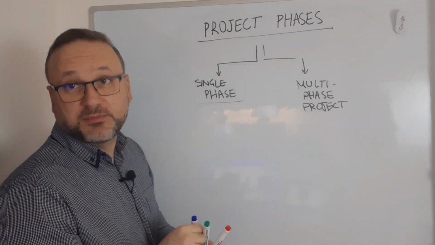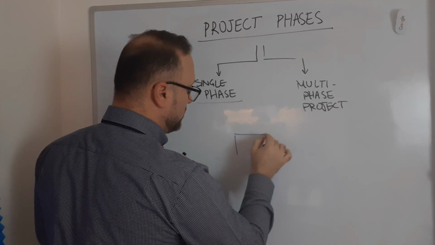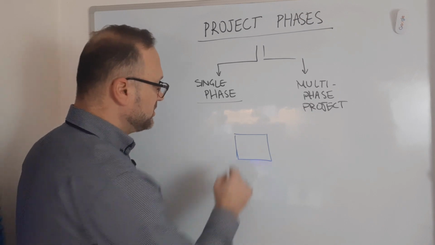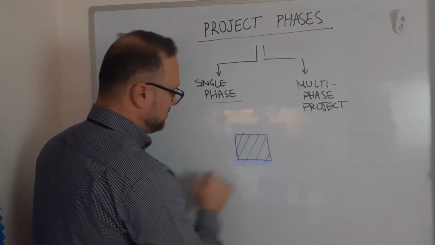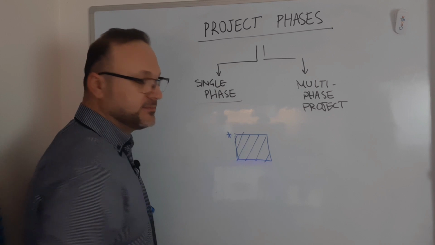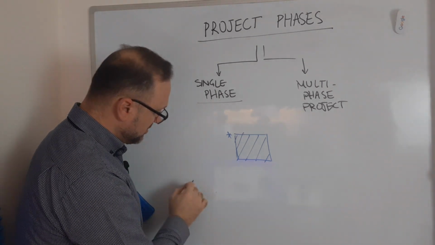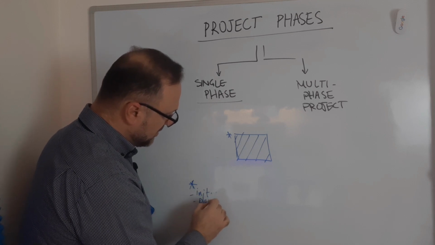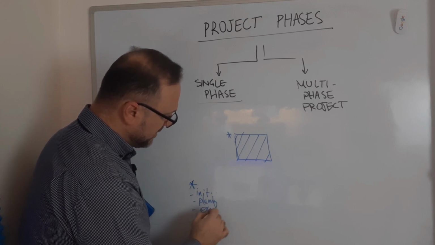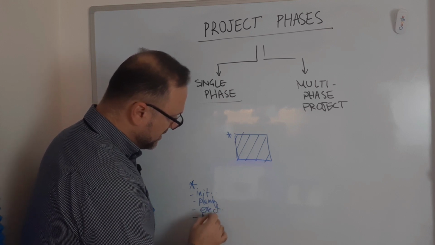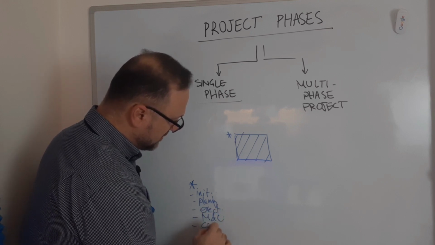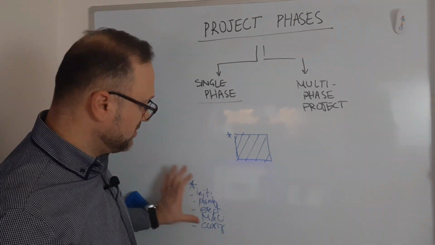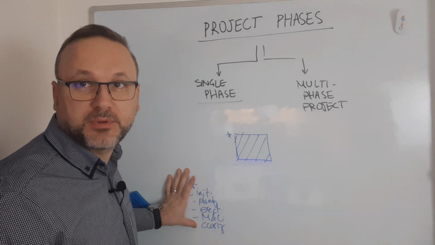If we consider this box, one box, as one phase, that means this box includes, I will put a star here, and this star means it includes initiating, planning, executing, monitoring and controlling, and closing. This box includes all these project process groups.